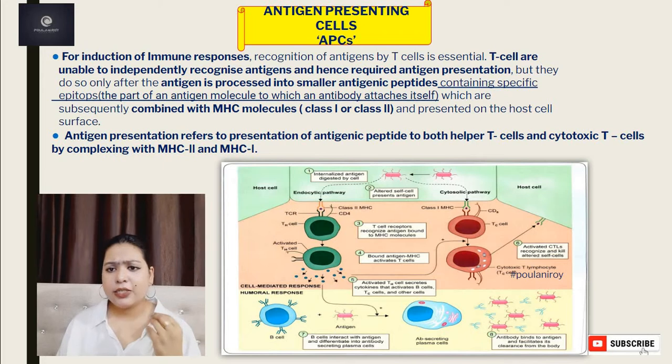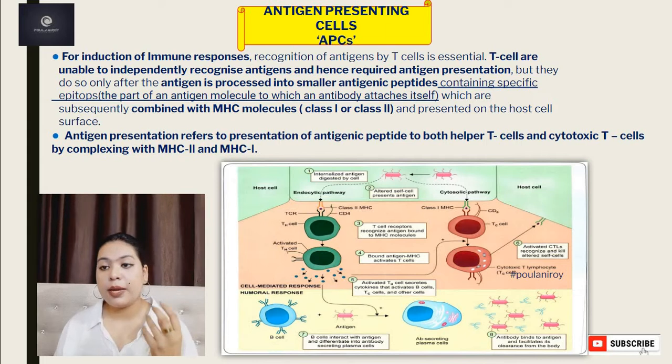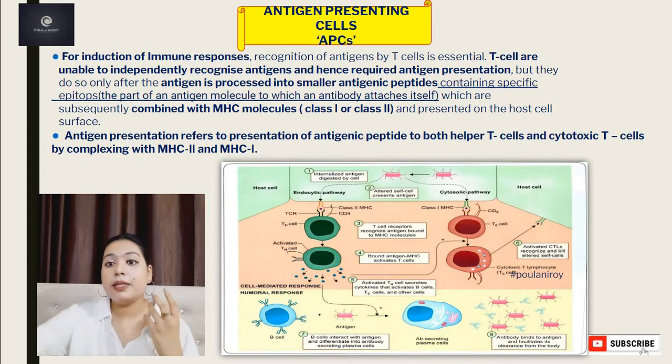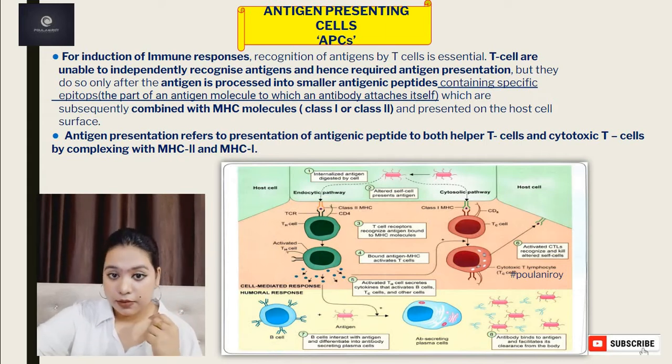Antigen presentation refers to the presentation of the antigenic peptide to both helper T cells and cytotoxic T cells. There are two cells that come into function here: first your helper T cell, and next your cytotoxic or killer T cell, by complexing with MHC second and MHC first.